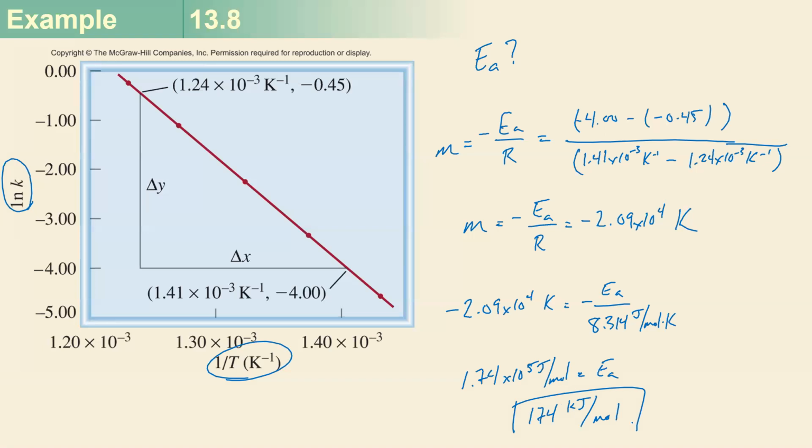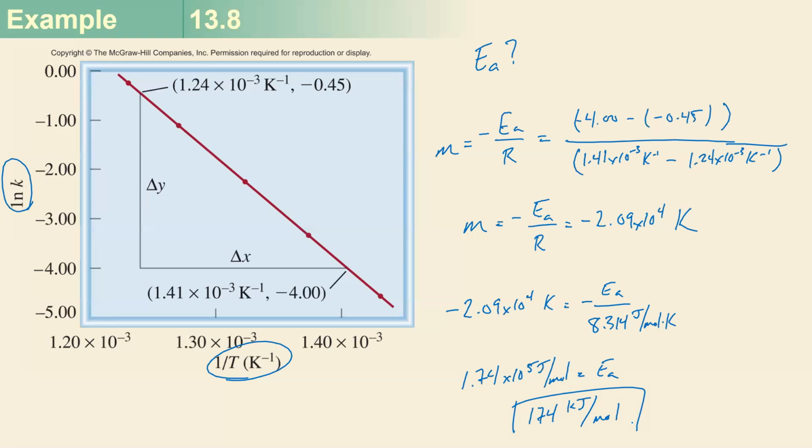So if you're given data, you can plot it. Just make sure that you take the natural log of the rate constant and 1 over the temperature, and then use that information to figure out activation energy. Any questions about how to solve that? All right, so that's one way to use this equation that we saw.